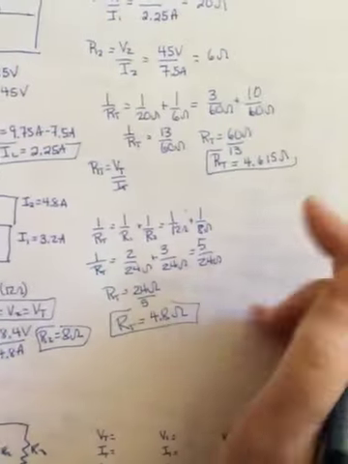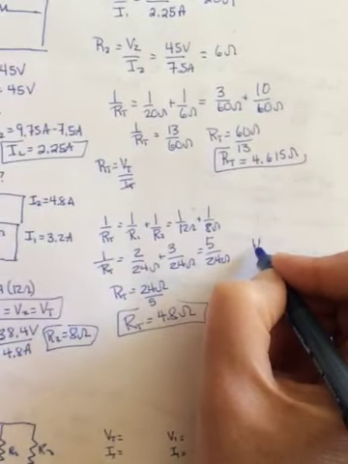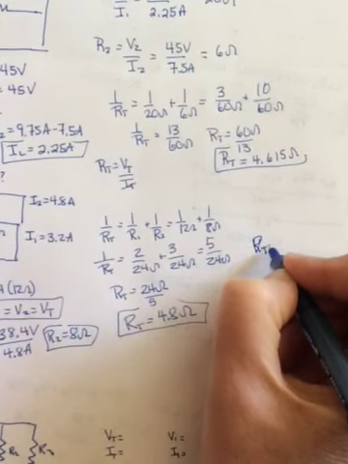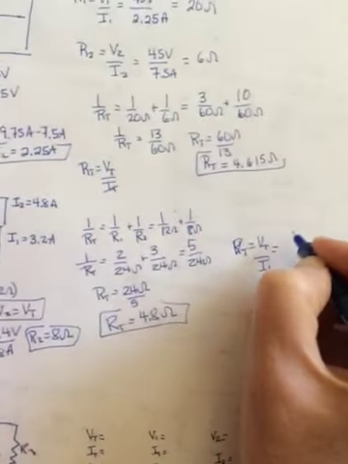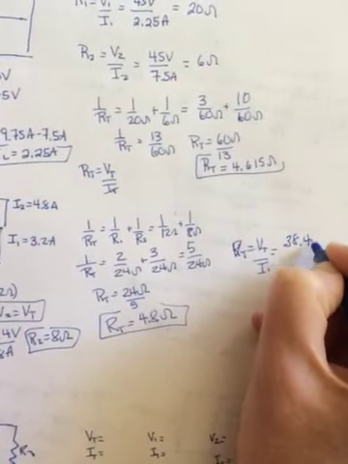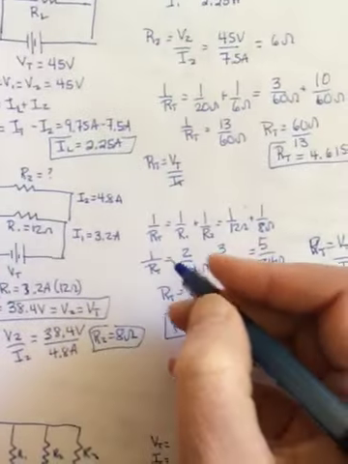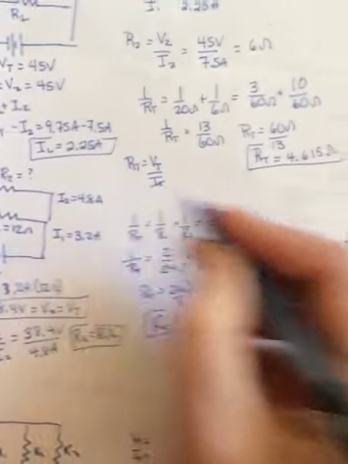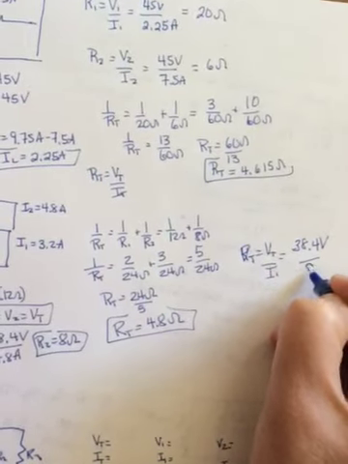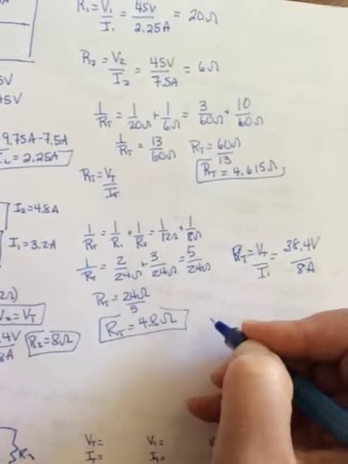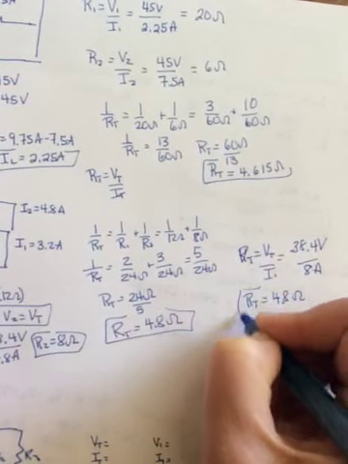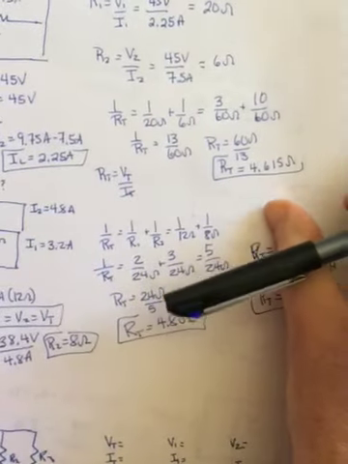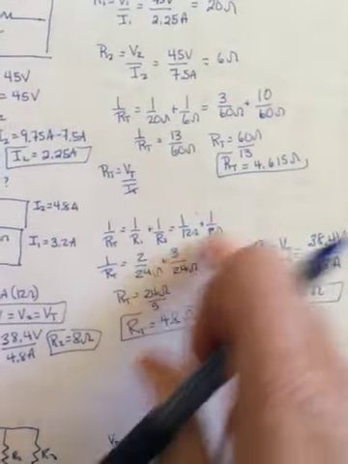Your other option would be you could have done R total is equal to V total over I total. And V total is the same as the other V's, 38.4, and I total, you could add these up and you would get 8 amps. And lo and behold, you get 4.8 ohms again. So it does not matter which way you do this. But don't think you can always avoid the fractions. You can't. I'll make sure of that.